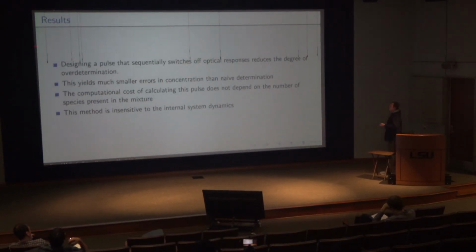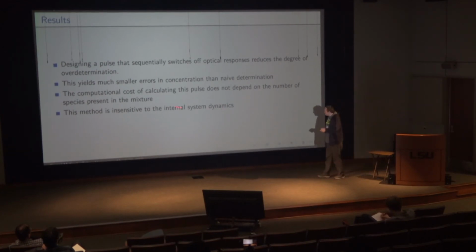So, as I said, by designing this pulse that will sequentially switch off optical responses, you're reducing the degree of overdetermination, and this yields much smaller errors in your relative concentrations than using some naive determination method. The other thing about this method is that you're only doing it once to design a pulse that will turn off each of your species. So the cost of actually calculating this doesn't really depend on the number of species present in the mixture. You just divide up however long your pulse is going to be into the appropriate number.